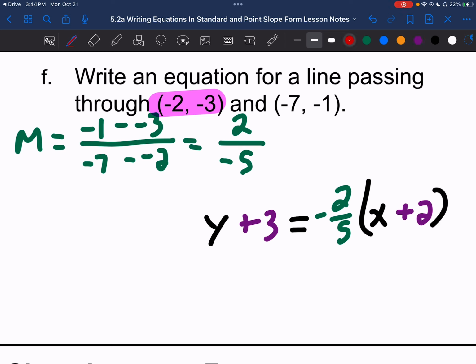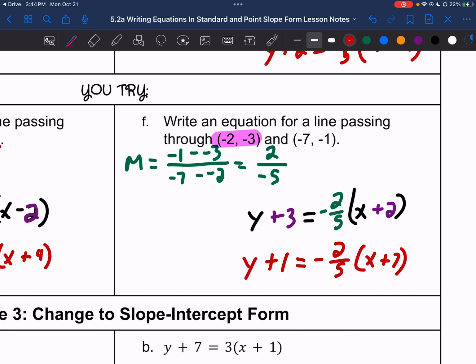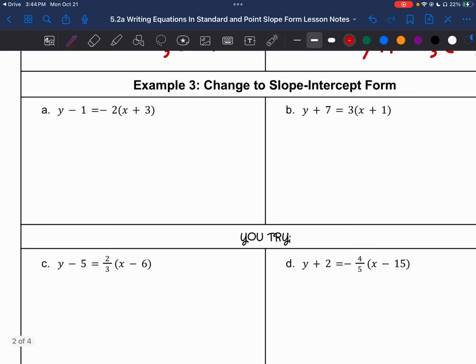And we have a second form of the line, so that's going to be y plus 1 is equal to negative 2/5 times the quantity x plus 7. All right. Now we're going to go to our next part, which is example 3, changing to slope-intercept form.